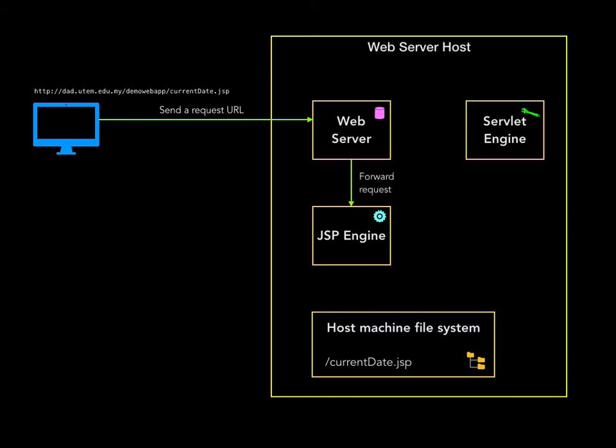The JSP engine loads the JSP page from the disk and converts it into a servlet. The JSP engine then compiles the servlet into an executable class and forwards the original request to the servlet engine.